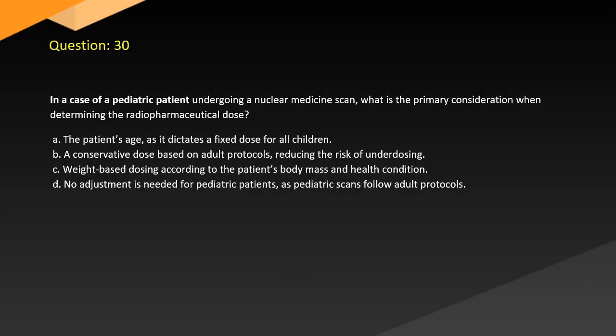Question 30. In a case of a pediatric patient undergoing a nuclear medicine scan, what is the primary consideration when determining the radiopharmaceutical dose? A. The patient's age, as it dictates a fixed dose for all children. B. Conservative dose based on adult protocols, reducing the risk of underdosing. C. Weight-based dosing according to the patient's body mass and health condition. D. No adjustment is needed for pediatric patients, as pediatric scans follow adult protocols.